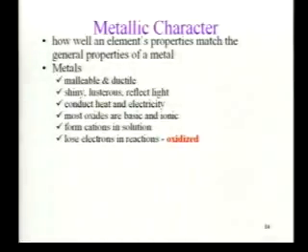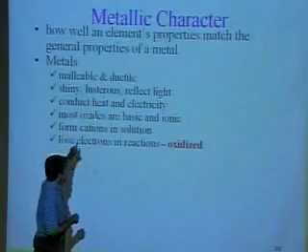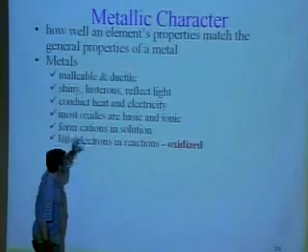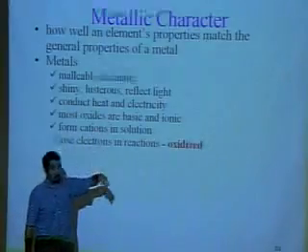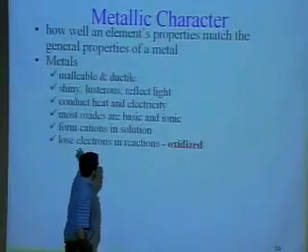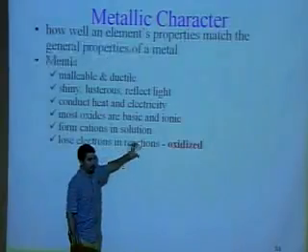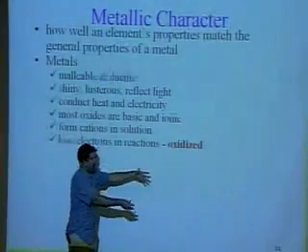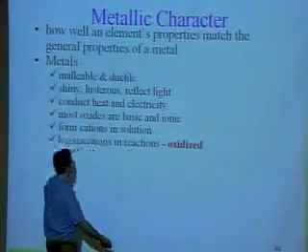They conduct heat and electricity. It forms oxides. Okay, it likes to react with oxygen. It forms cations in solution. Remember, positively charged, all the metals are usually cations. They're usually oxidized, meaning, remember, they lose electrons. Usually they give up their electrons in chemical reactions, so they're usually oxidized.